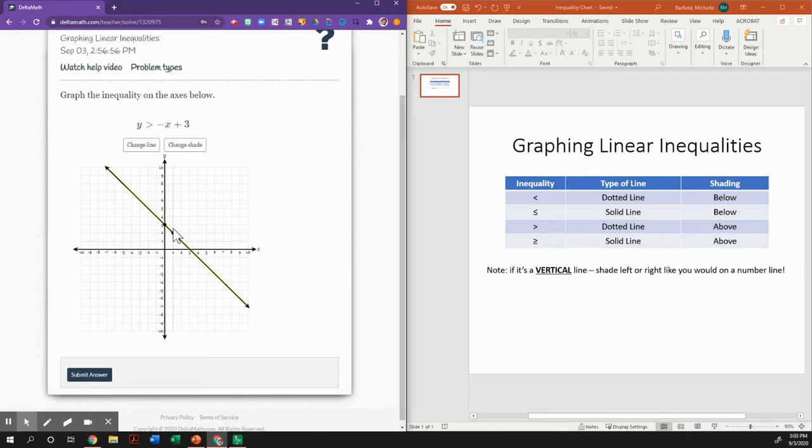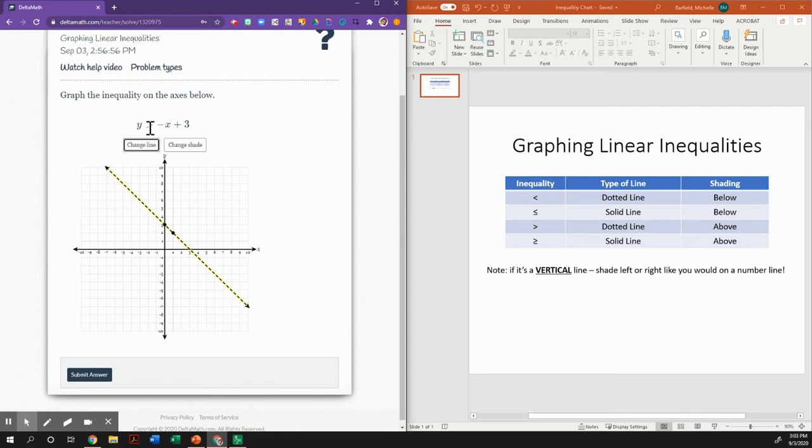Okay, and once I do that, I now have to make a decision of, do I change the line and do I change the shading? Okay, all right, so it's greater than. So I'm going to go over here to my chart. Greater than says it should be a dotted line. Well, this is a solid line. If I click it, I now have a dotted line.